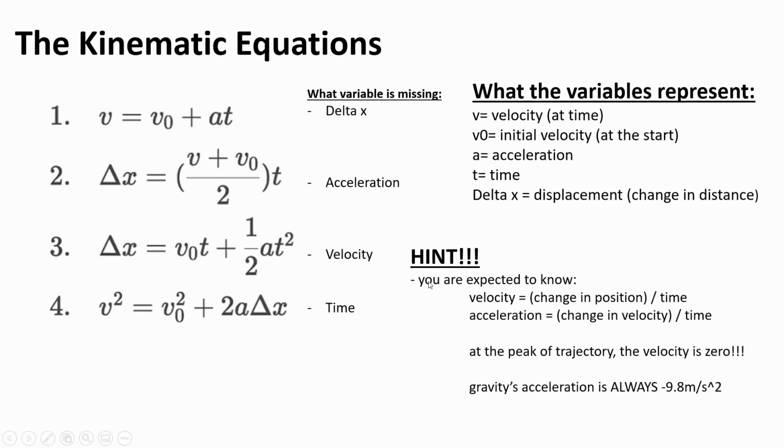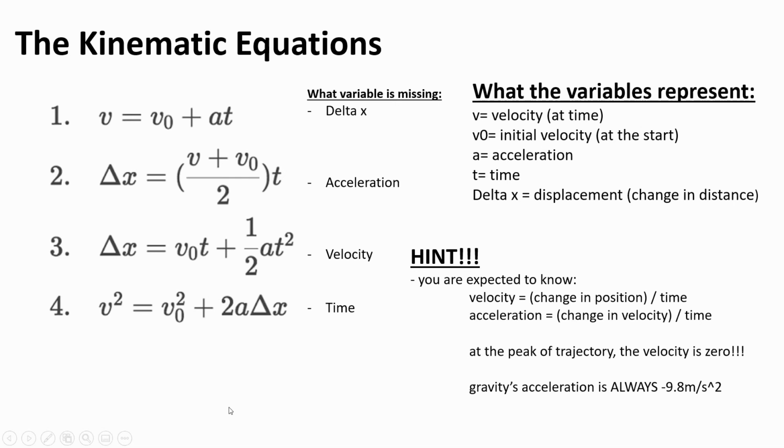So now there's a few things that you're expected to know while using these equations. Velocity is equal to change in position over time. Acceleration is equal to change in velocity over time. So now this one's a little tricky. At the peak of a projectile's trajectory, the velocity is always 0.